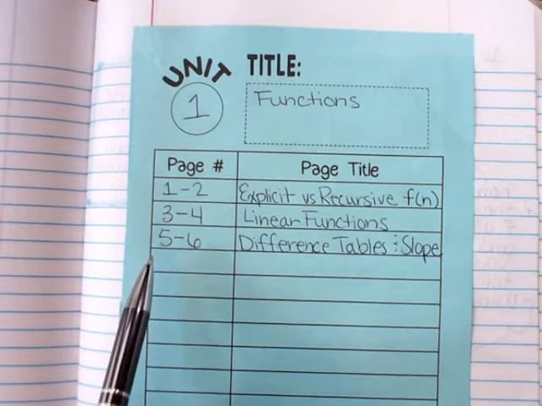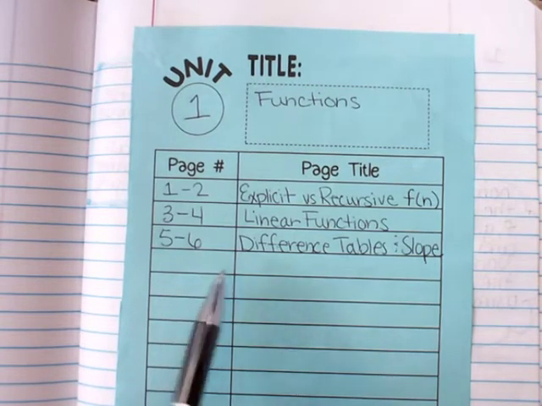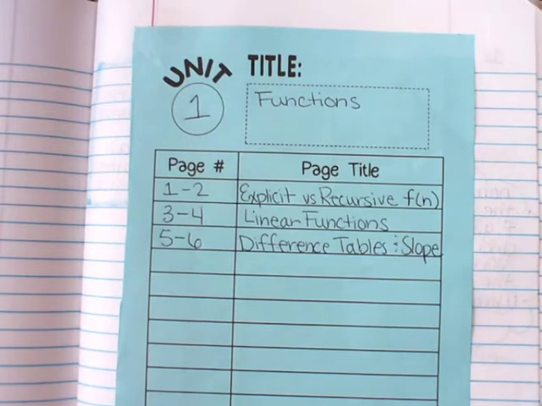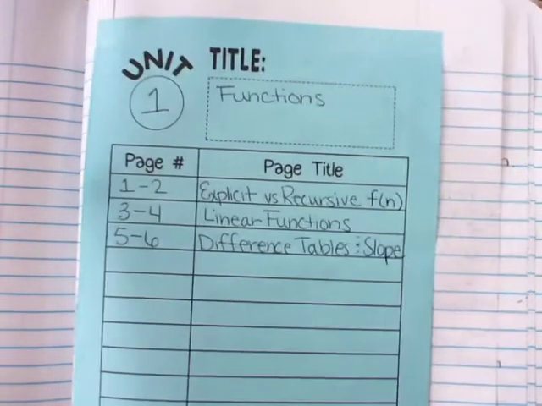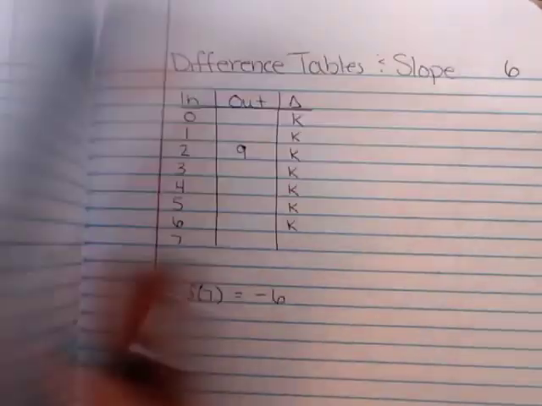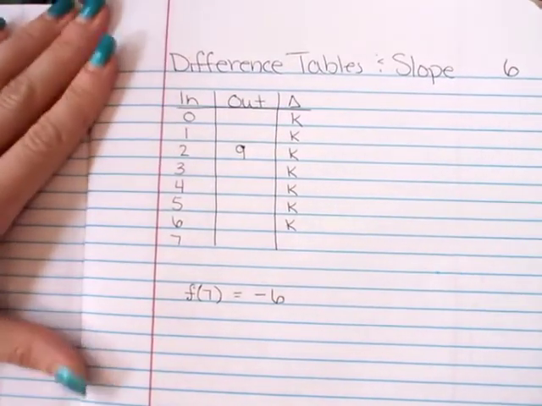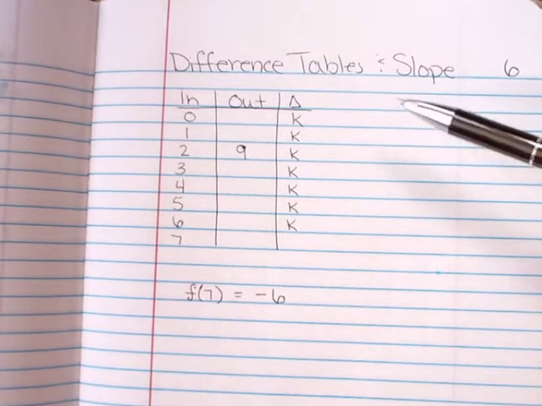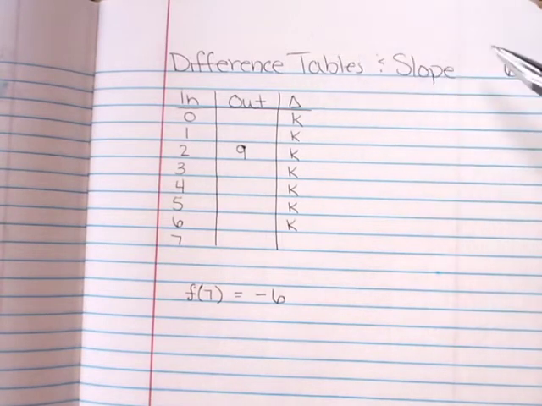Today we are completing notes pages 5 and 6, and the title is Difference Tables and Slope. So let's go ahead and flip to page 6. Alright, so remember to add your title, difference tables, and slope, and your page number. This is page 6.